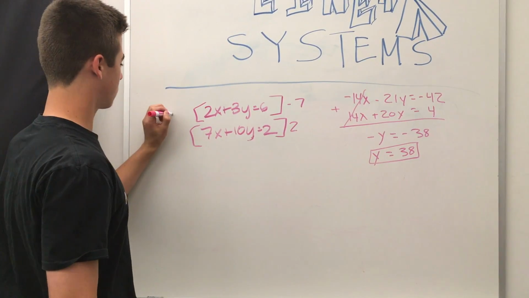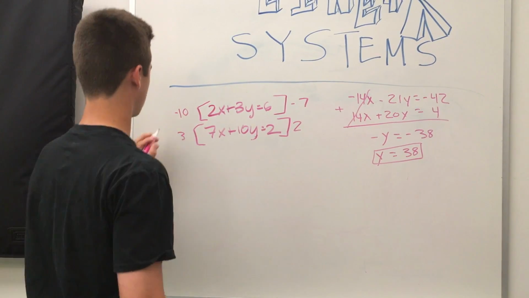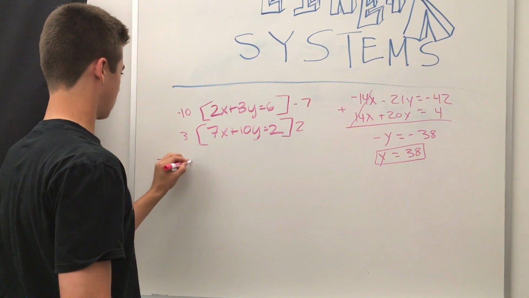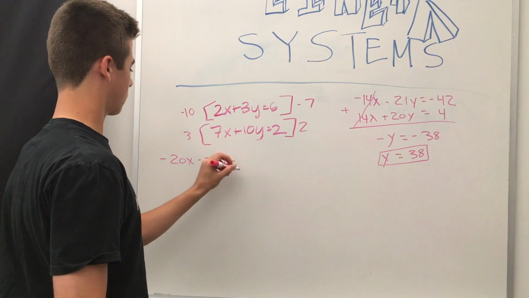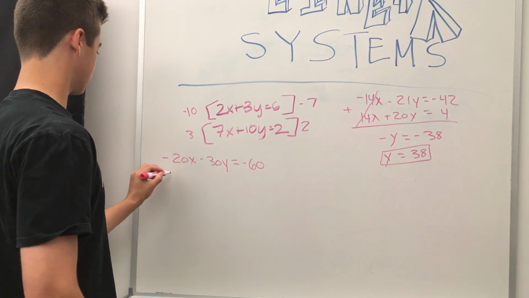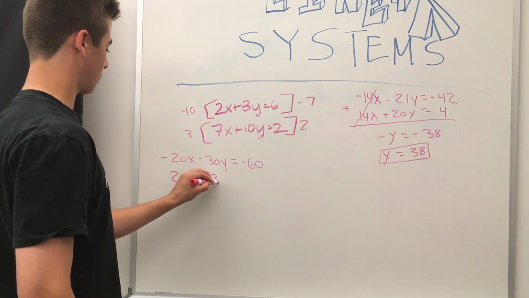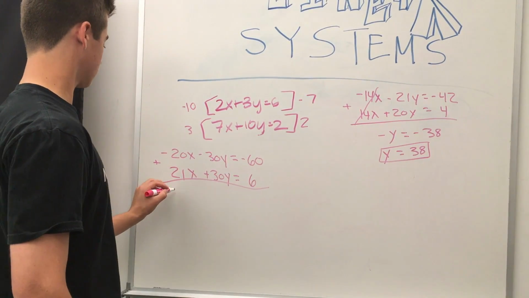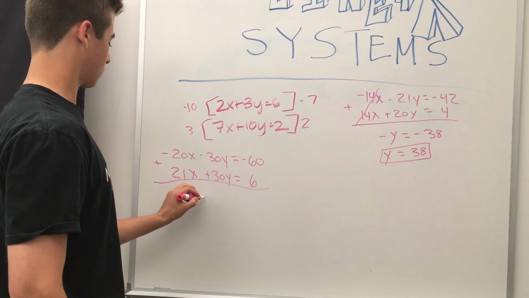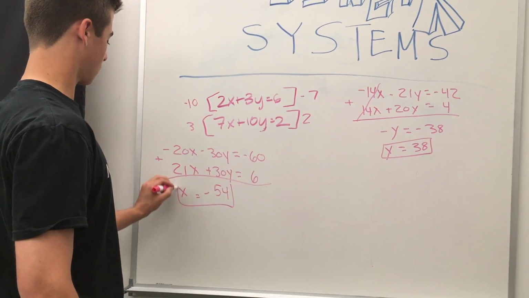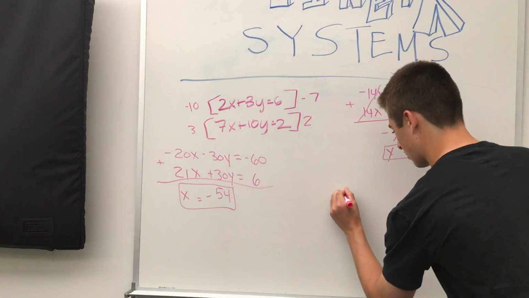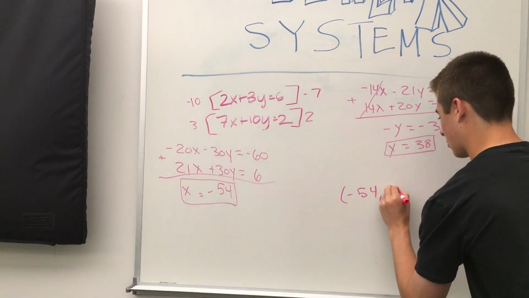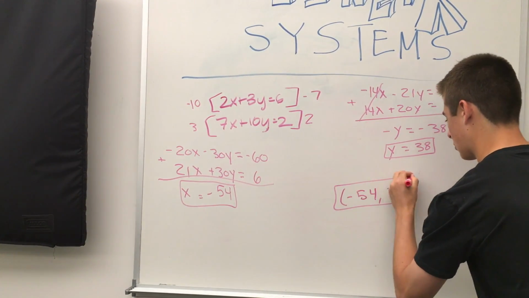That's our y coordinate. And we do the same thing for the x. We multiply the top by -10 and the bottom by 3, and we get -20x minus 30y equals -60, and 21x plus 30y equals 6, which goes to 1x equals -54. And that's our point. And the coordinate for intersection is -54 and 38.